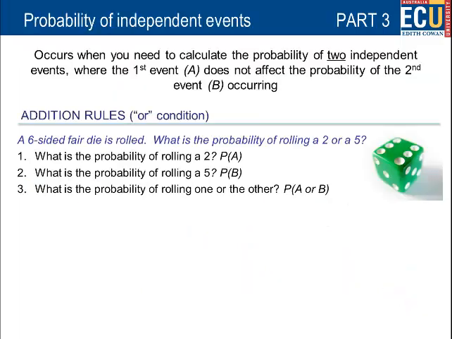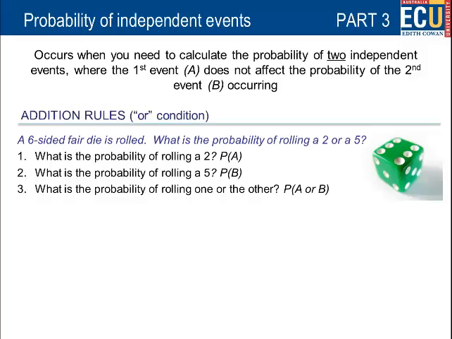Now let's have a look at the addition rule, the OR condition. A 6-sided fair die is rolled. What is the probability of rolling a 2 or a 5? So again, we need to look at each event separately, and then we need to calculate the two events together.